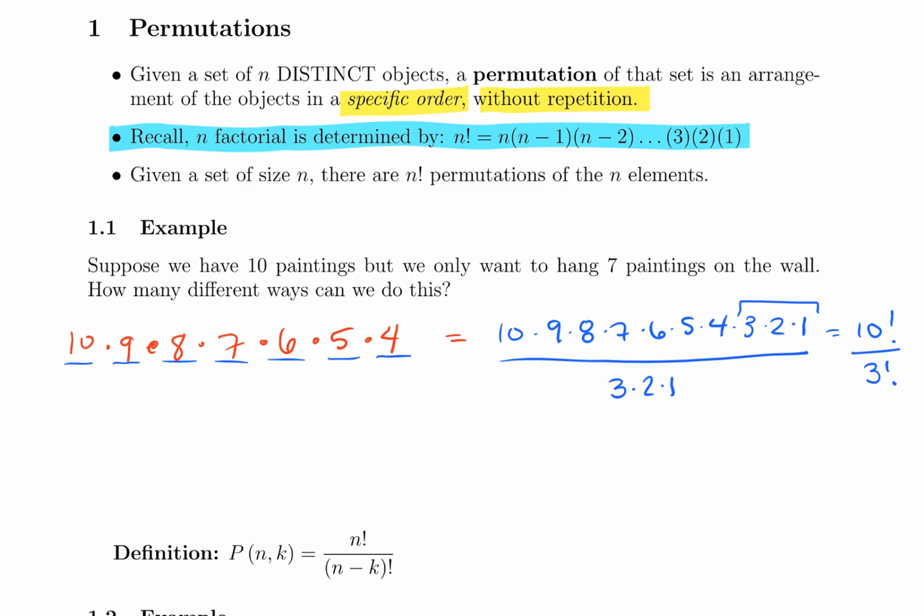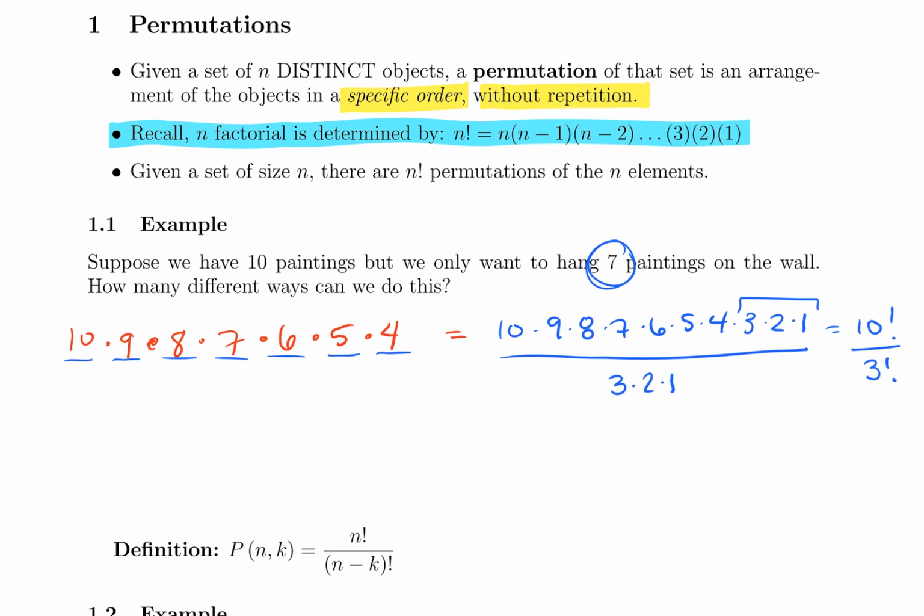Well, where did we get 3 from? Why is it that we had 3 terms that we didn't include in the factorial? That's because if we're only hanging 7 paintings, then we should have 3 left over. And so our formula, if we want to count using a permutation, we can always do this using these little buckets like I've done at the beginning here. Or we can go ahead and approach this using the definition of a permutation, which is given below.